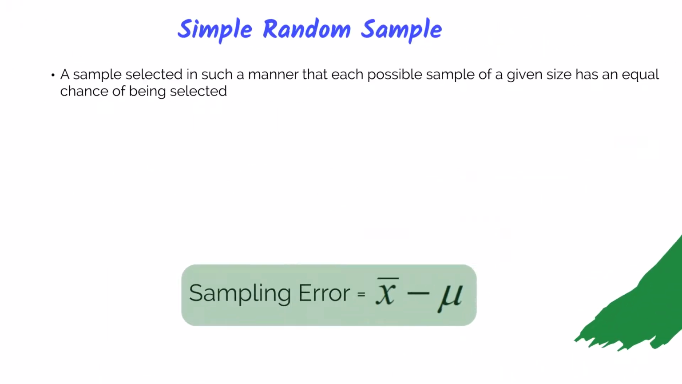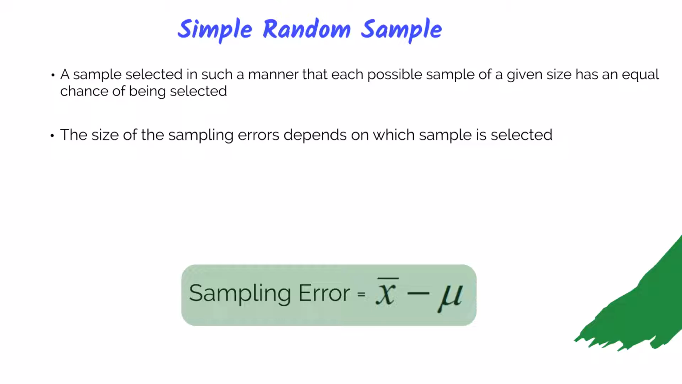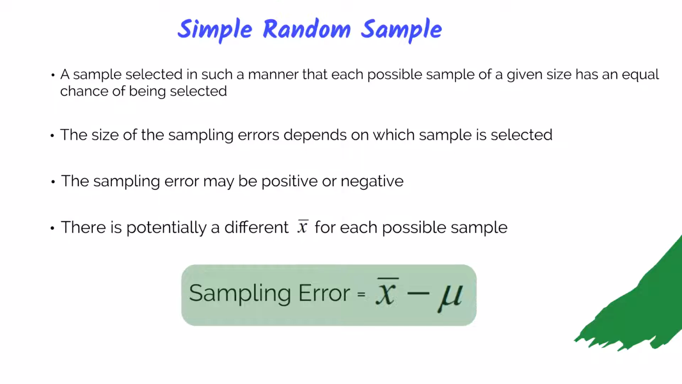Some things to note about the sampling error is that we'll be using simple random samples. Recall, this is where we select a sample from the population, and every sample has the same chance of being chosen. Now, the size of the sampling error depends on which sample is selected. Since it is random, there could be a mix of numbers, or it could be skewed to smaller or larger numbers. These different samples will determine the size of the error. The sampling error can be positive or negative. And finally, there's a chance that you could get a different sample mean for each sample.